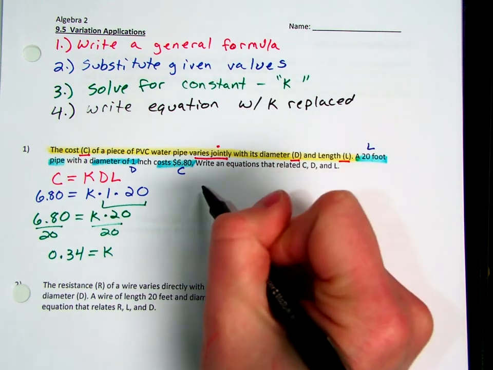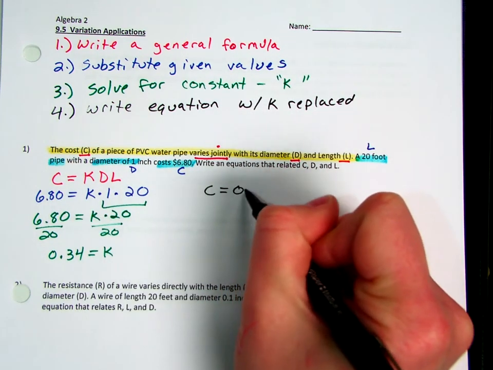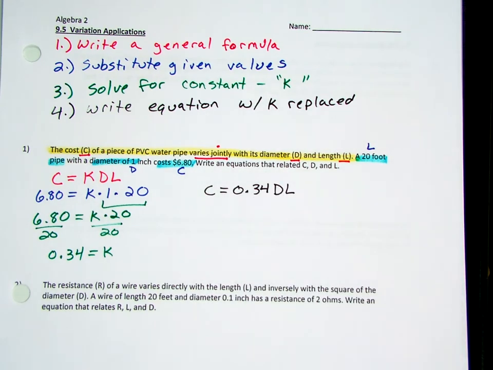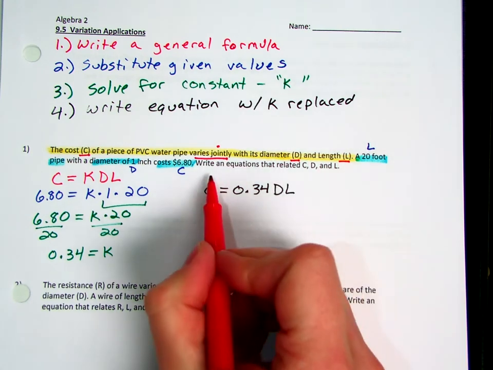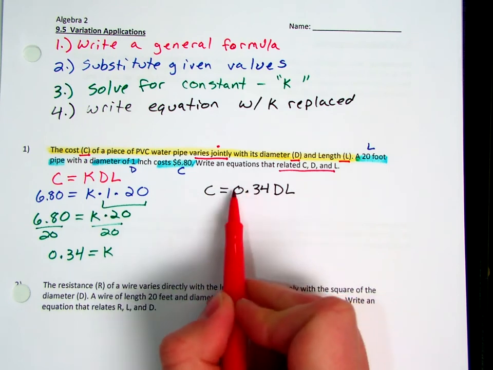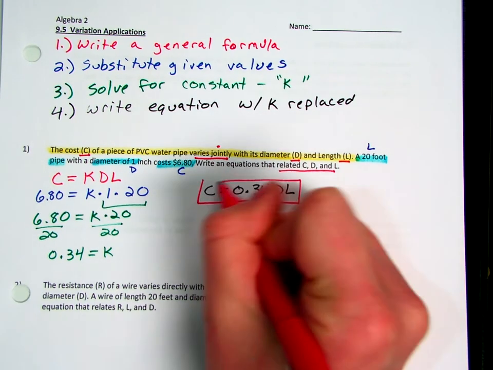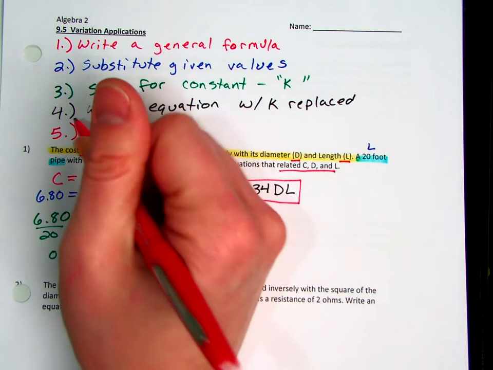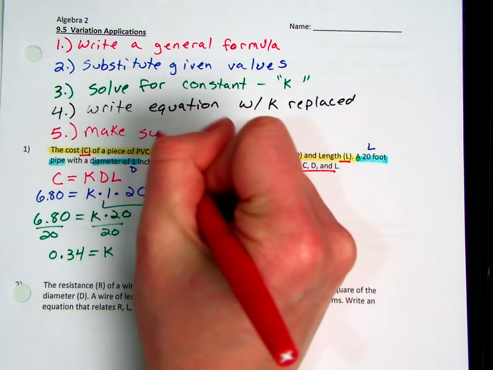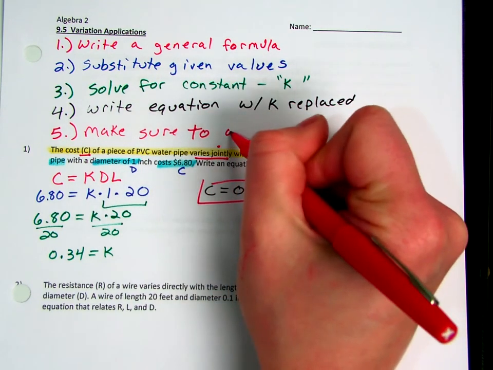In this case, it would be C equals, instead of K, 0.34 times D times L. Now at this point, I always go back and reread the problem, because if there are more things I need to do, they might have given me information and said, what if this were to happen? What would the cost be? So we read through, and it just says, write an equation that relates C, D, and L. Well, here's an equation with the number relating C, D, and L, so that's my final step. But in others, we want to make sure that there's not something else to do. So step 5, make sure to answer the question.